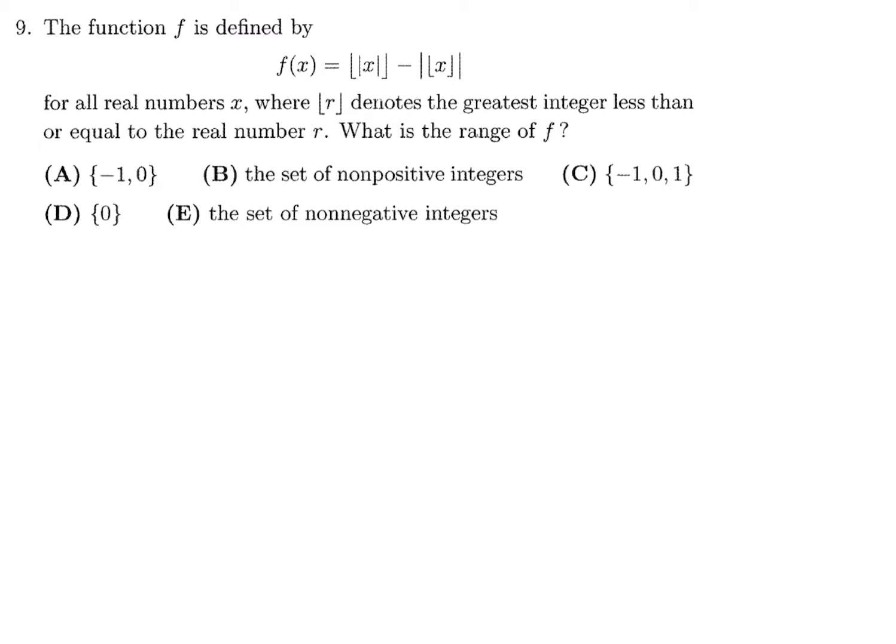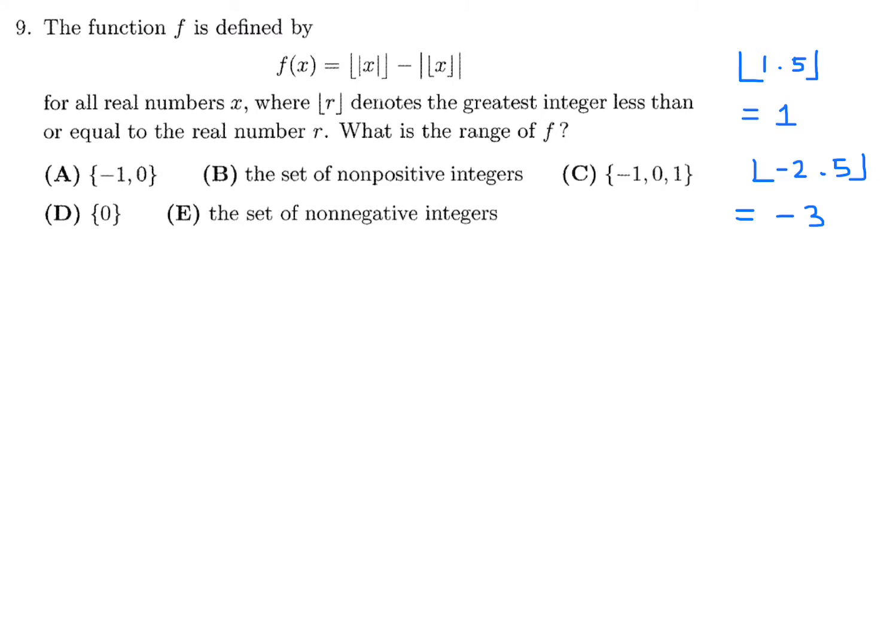The function f is defined by f of x is equal to bracket absolute value of x minus absolute value of bracket x, for all real numbers x, where bracket r denotes the greatest integer less than or equal to the real number r. What is the range of f? Just in case you're not familiar with bracket, I'll give you an example. Let's say I have bracket of 1.5. It would be the greatest integer less than or equal to that, which in this case is 1. Let's say I had the bracket of negative 2.5. Be careful, the greatest integer less than or equal. So that would actually be minus 3.